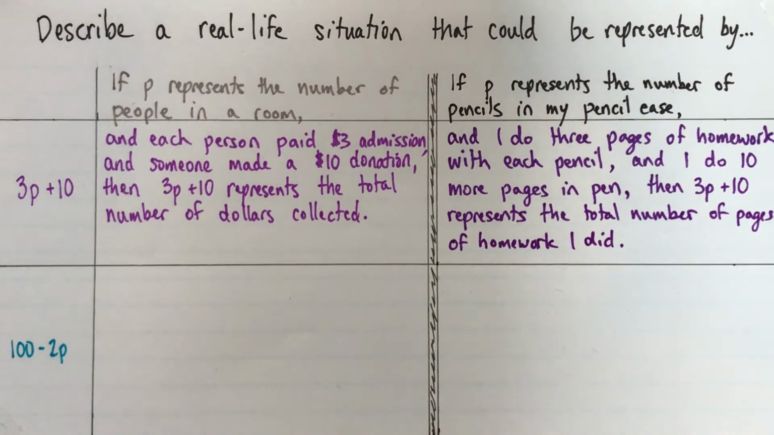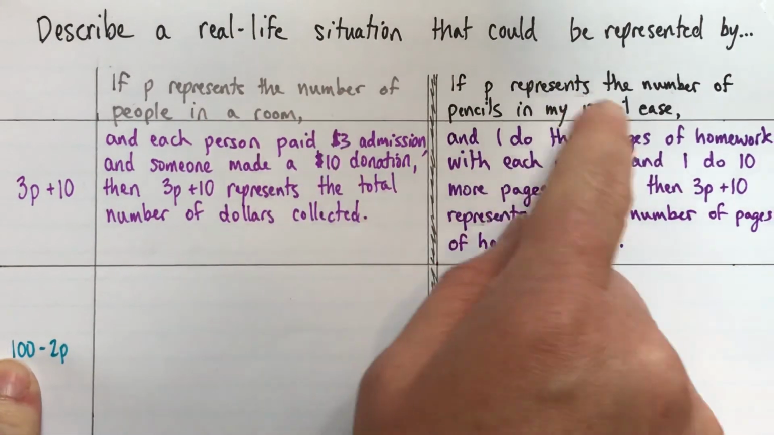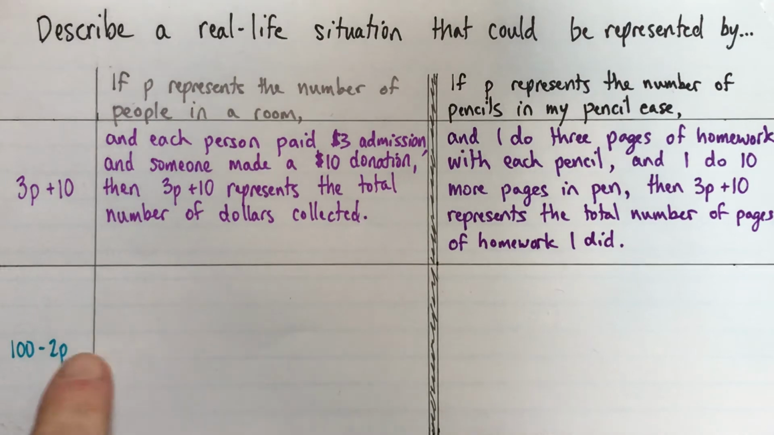Okay, so let's look at a different expression now. And for the same expression, I'll use these two meanings for my p. So I'll do this expression with two different examples. This one I would say is a little bit harder. The expression is 100, and then we subtract 2p. So there are two things we need to think about again.